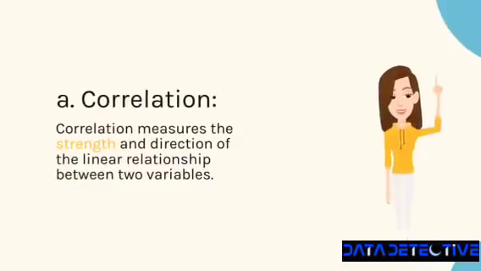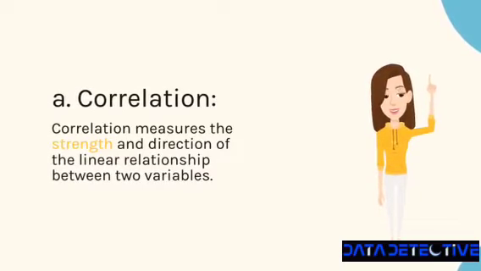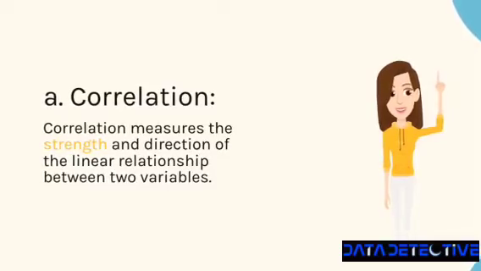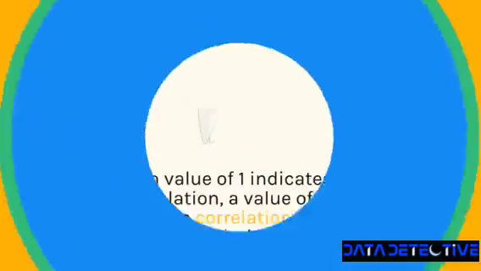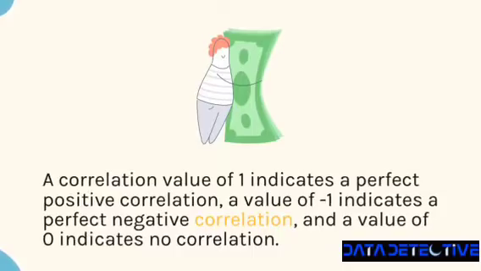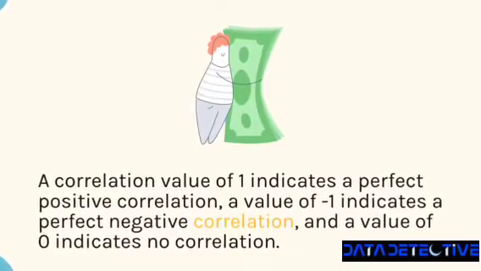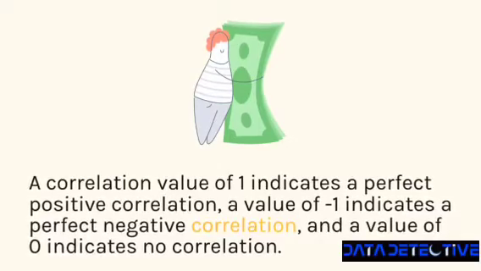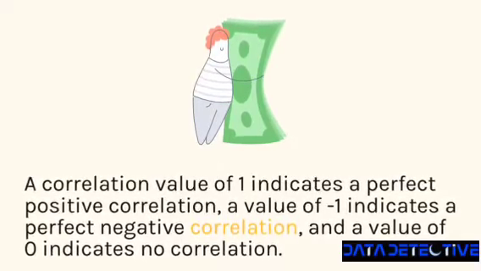A. Correlation. Correlation measures the strength and direction of the linear relationship between two variables. A correlation value of 1 indicates a perfect positive correlation, a value of -1 indicates a perfect negative correlation, and a value of 0 indicates no correlation.